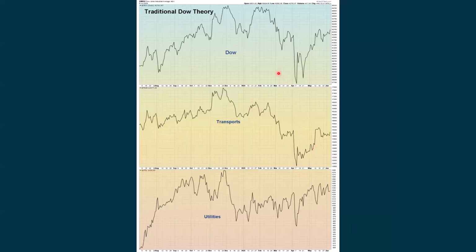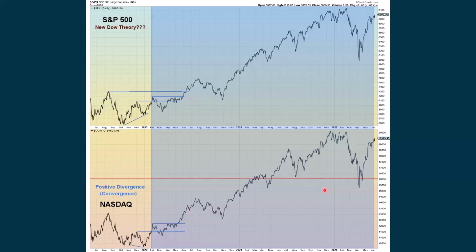All right, then we look at traditional Dow theory, which looks at the Dow up here on top, and then the transports. And then I also include utilities as part of your traditional Dow theory. And we're improving here with the Dow. We're showing a little bit of improvement with the transports, but we've been chopping sideways, but gradually going up here with utilities. And instead of using traditional Dow theory, we swap out the Dow and put in the S&P 500. And instead of using the transports, we look at the NASDAQ. And this has been really improving since we took that dive back in April.